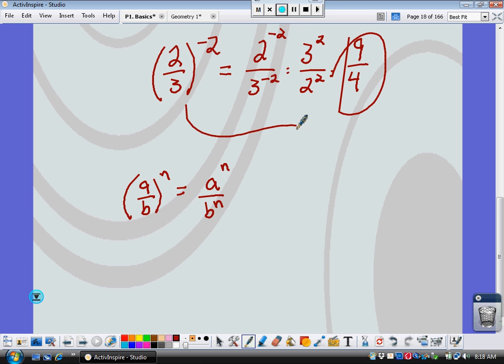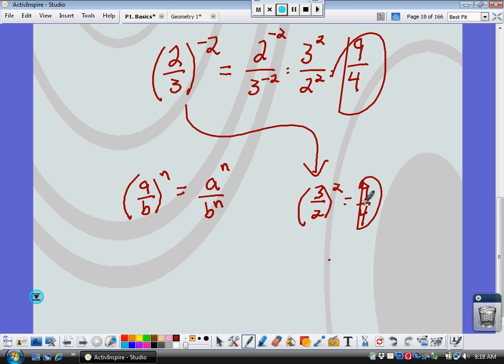So, easy way: if a fraction is raised to a negative exponent, go ahead and, to begin with, flip it and change the negative to a positive. 2 over 3 to the negative 2 power, a fraction raised to a negative, flip it and make it a positive. Now you've got 3 to the second, 2 to the second, that's 9 over 4.